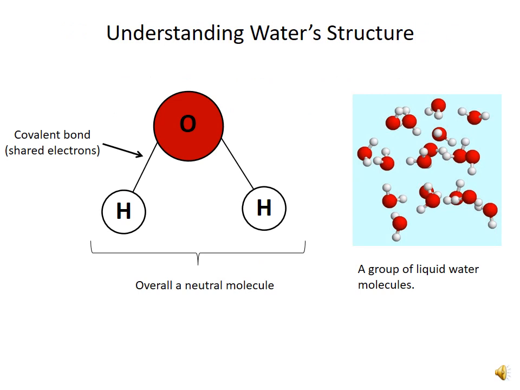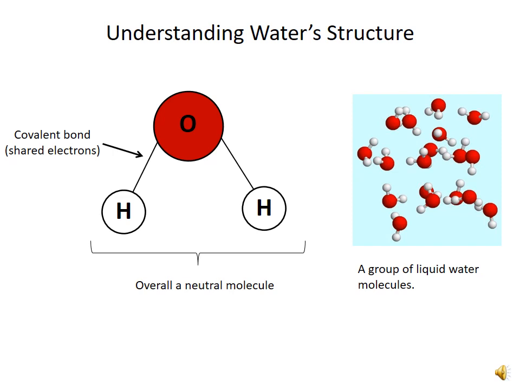To determine whether or not water conducts electricity, we need to understand its structure. Water, or H2O, consists of one oxygen atom and two hydrogen atoms covalently bound to one another. A covalent bond means that a shared pair of electrons is what is connecting the two atoms together. Overall, water is a neutral molecule, meaning there isn't an overall charge on the water molecule.